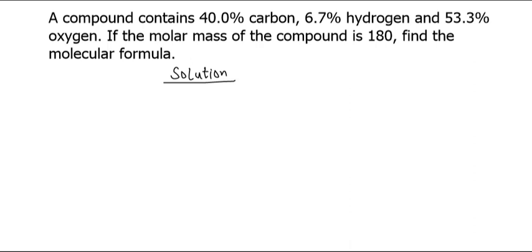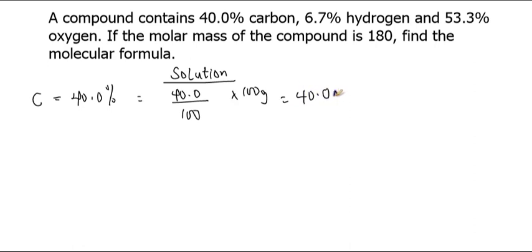Since we are given percentage, then the whole compound will be 100%, and virtually it can be taken to be 100 grams. So now for carbon, which is 40.0%, if the whole of the compound is 100 grams, converting this to gram will then be 40.0 divided by 100 times 100 grams, which will also be equivalent to 40.0 grams.